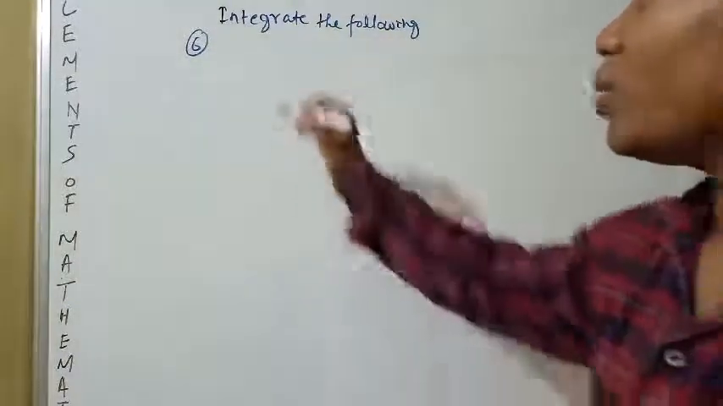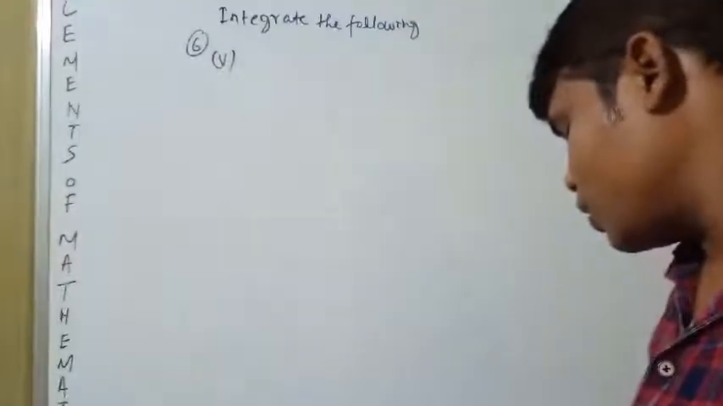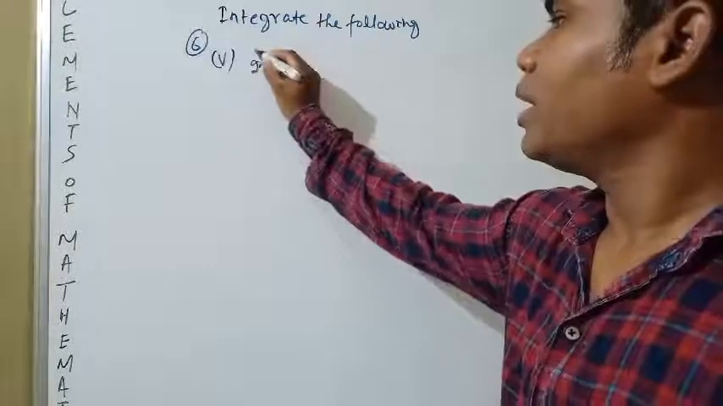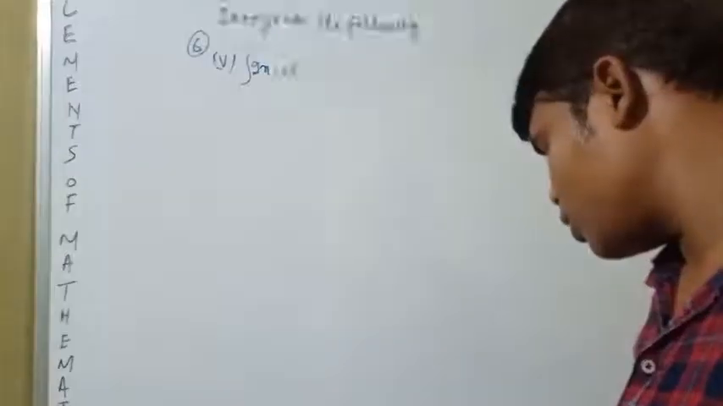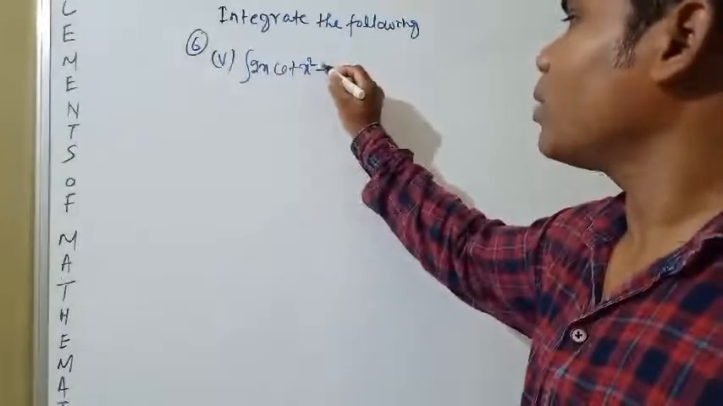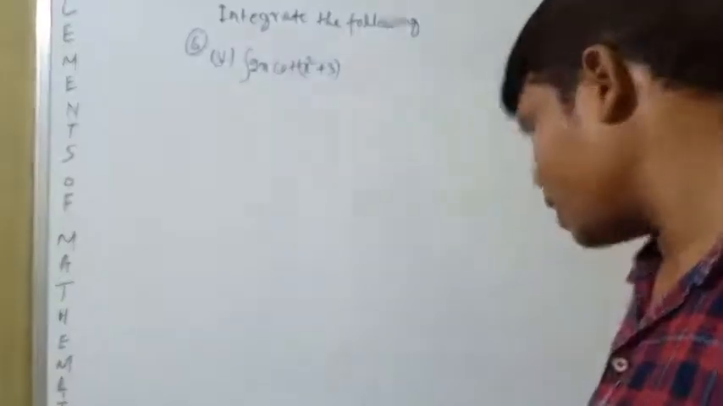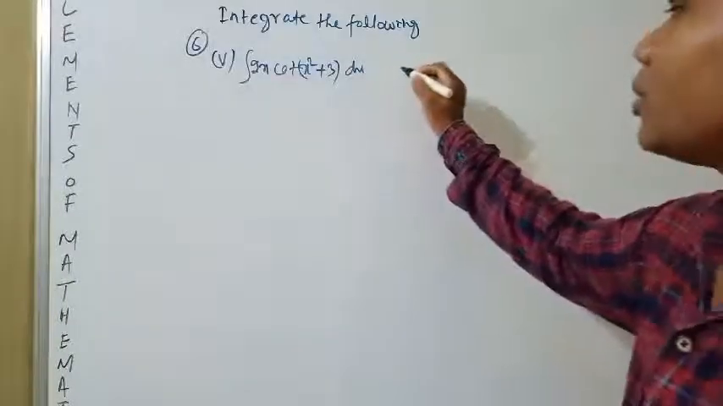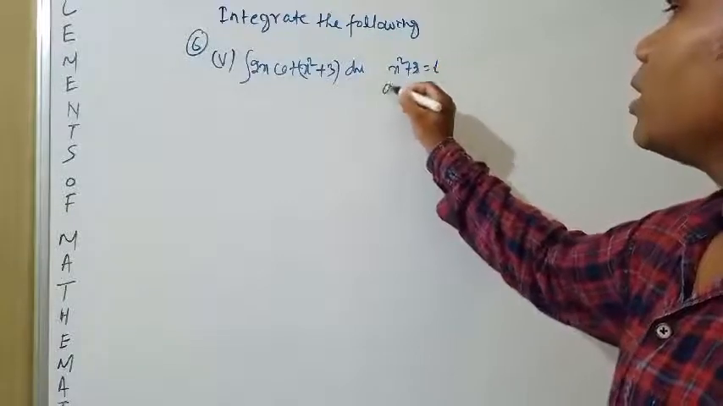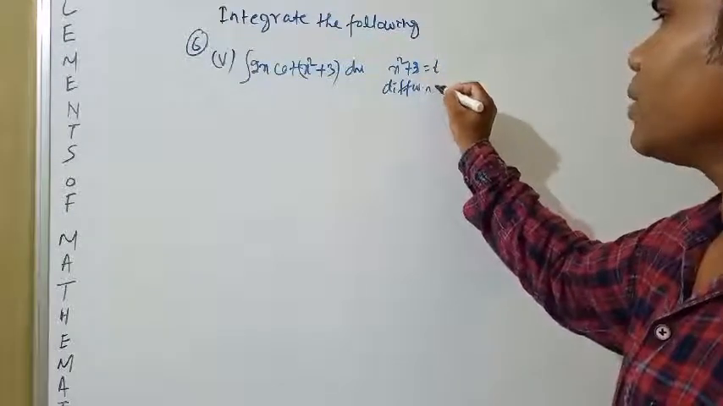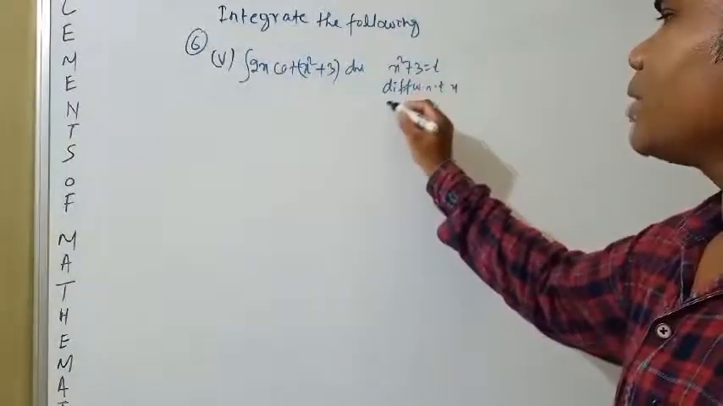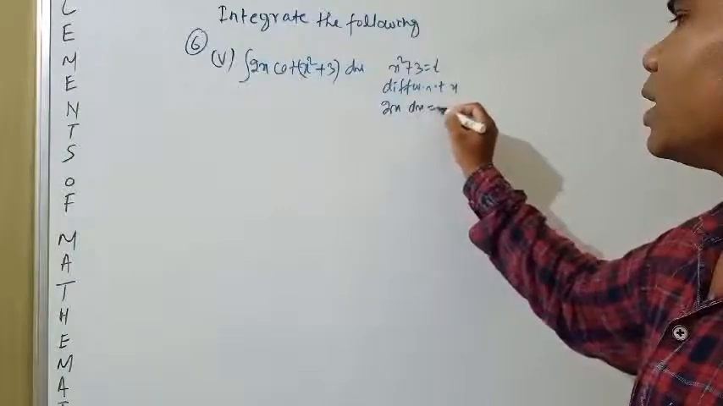You see the next question, number 5. The question is given, integration of 2x cot x square plus 3, x square plus 3, okay, dx. Now you put x square plus 3 is equal to t, differentiate with respect to x, okay, derivative of x square is equal to 2x, dx is equal to dt.